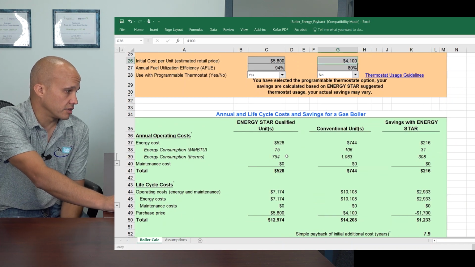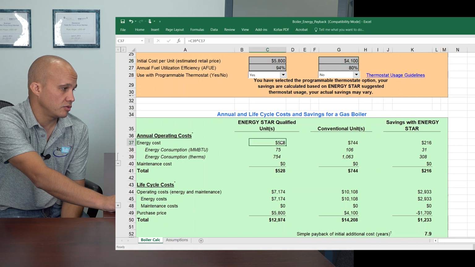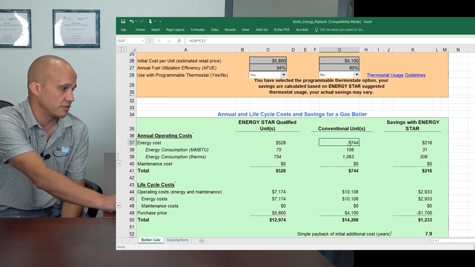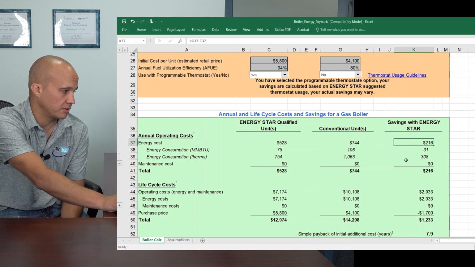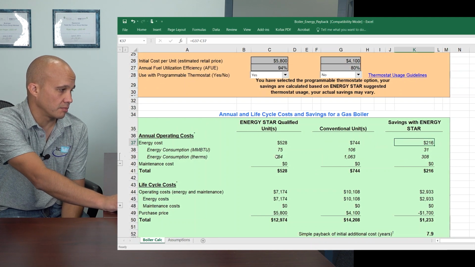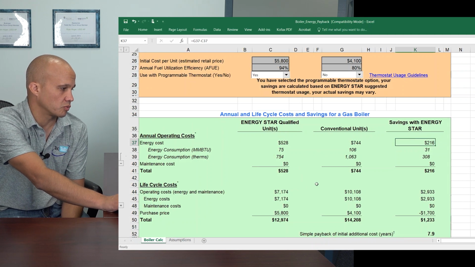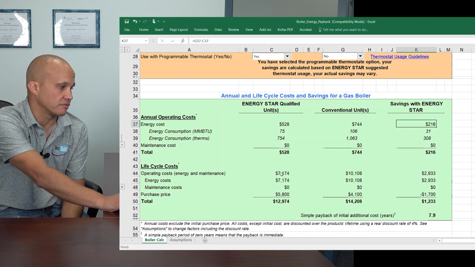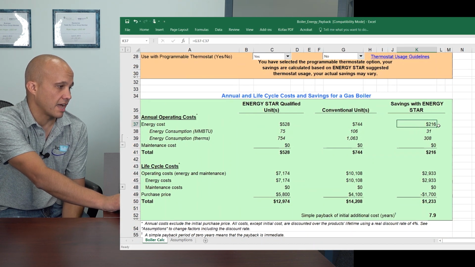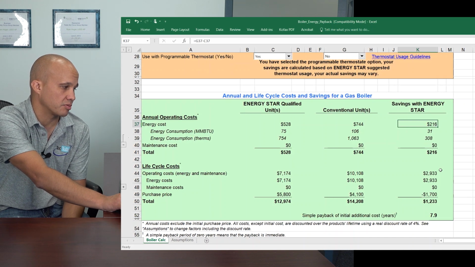So it's going to tell you the energy cost that you're actually using on the new unit versus the 80% unit. And then the difference is your savings, 216 bucks in this particular example. It's going to tell you in therms if you want to know that, but dollar amount is what most people want to know. But it'll tell you the therm savings as well. And it'll also give you a life cycle cost analysis on how much you're going to save over the life expectancy of the boiler. So yeah, saving $216 a year by going with the 94 instead of the 80%.